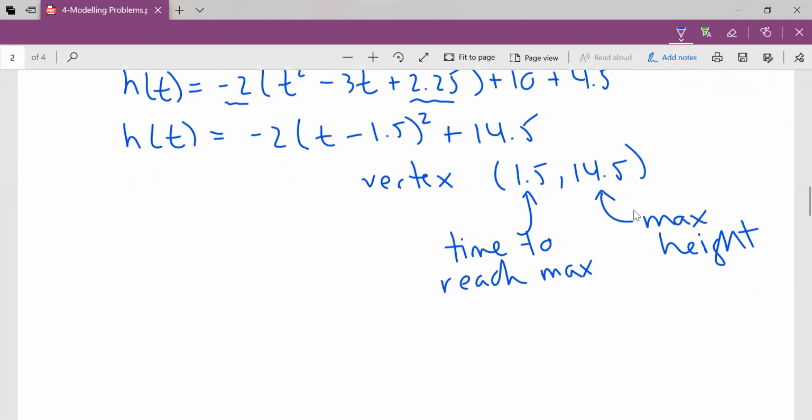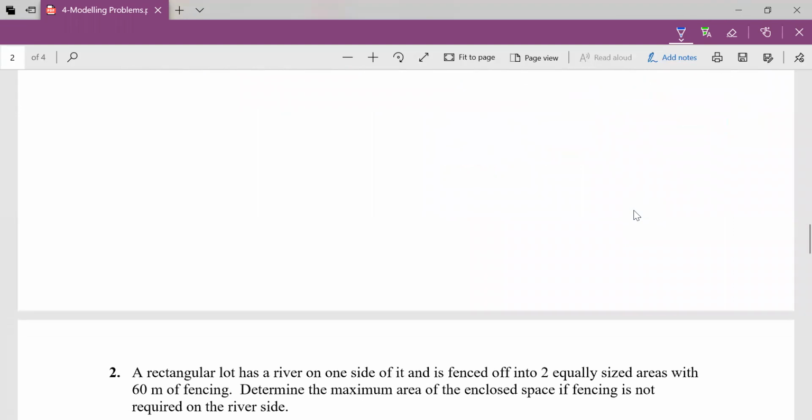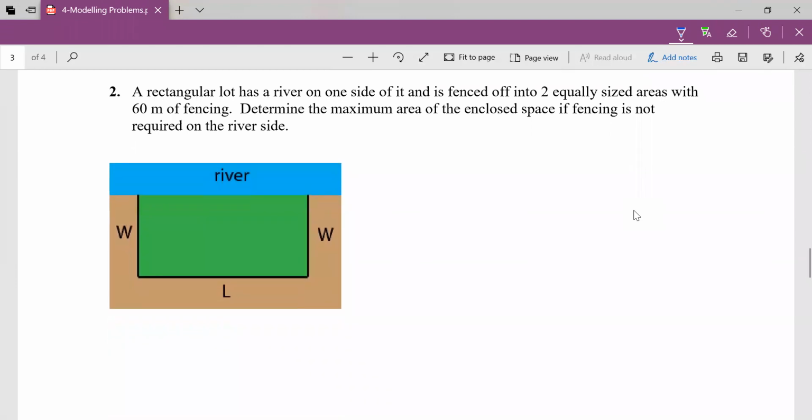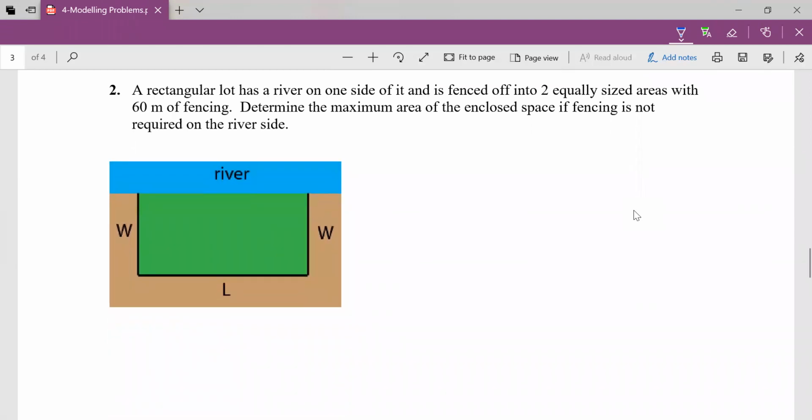Okay, that one wasn't bad because I gave you the function. What we're going to do is look at two more where we're not given the function, and this is where it gets more difficult. So a rectangular lot has a river on one side of it, and it's fenced off like you see below, using 60 meters of fencing. Determine the maximum area. As soon as I see that word max, I think vertex form, of the enclosed space if we're not using fencing for the river.